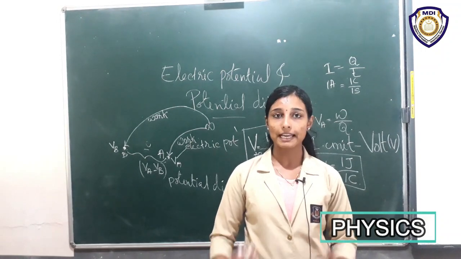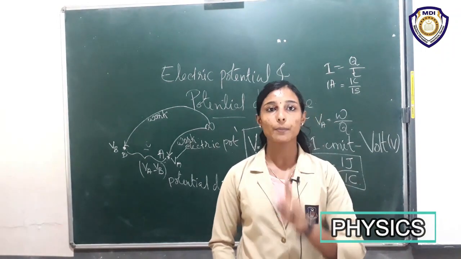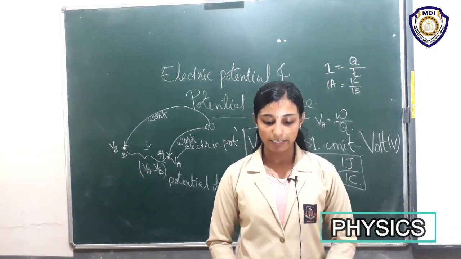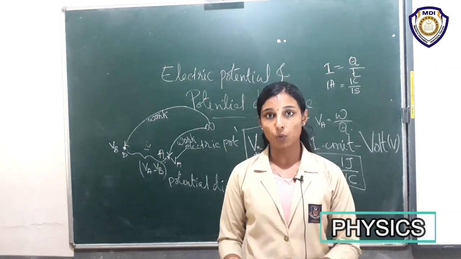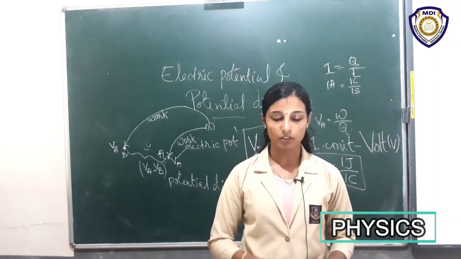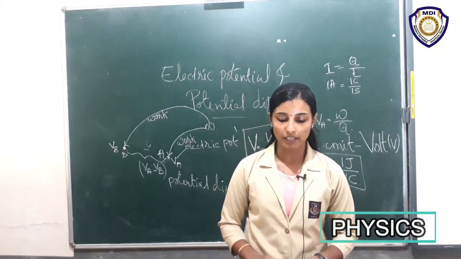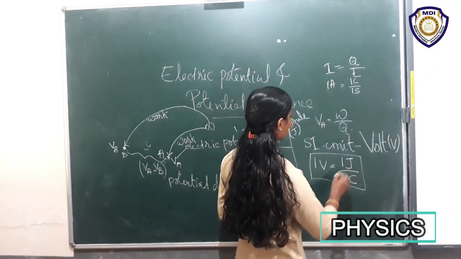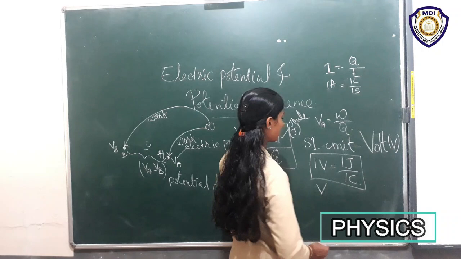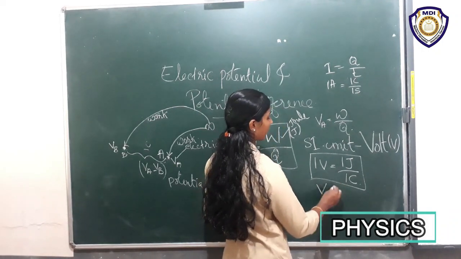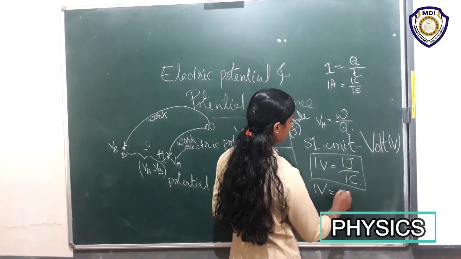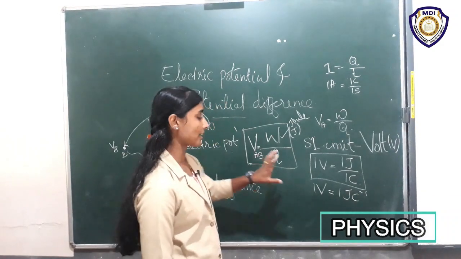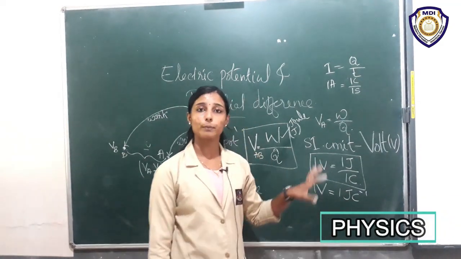Okay, so hope you are clear what is 1 volt: 1 joule per 1 coulomb. That means 1 joule of work done to move a charge of 1 coulomb from one point to another point. So that is 1 volt, and we can write 1 volt is equal to 1 joule per coulomb. So volt, or potential difference, has another unit, joule per coulomb.